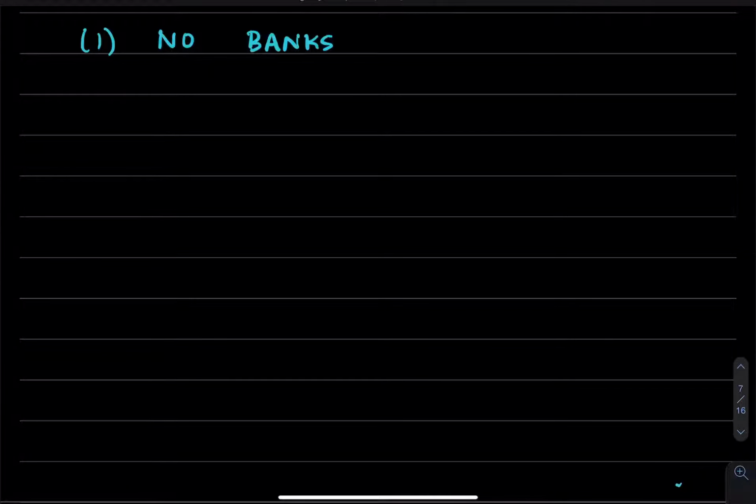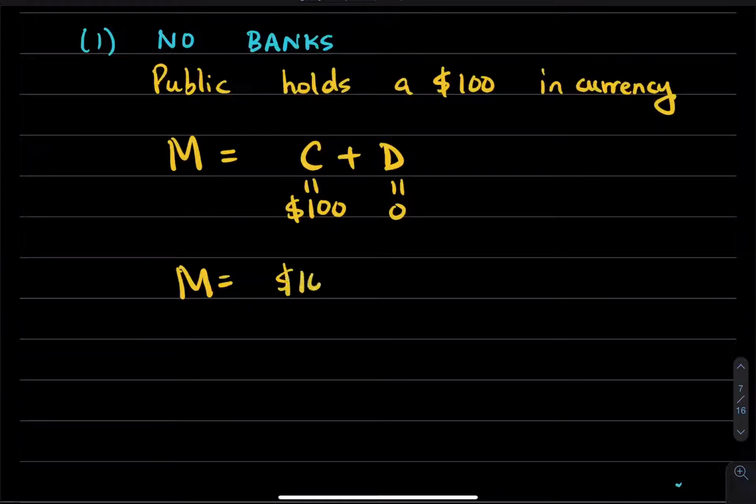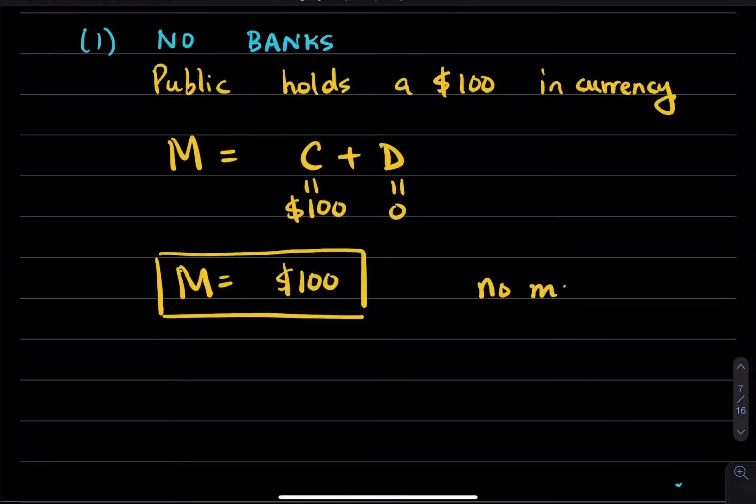So if we begin with $100, so let's say the public holds $100 in currency, this would just mean that money supply is equal to currency plus deposits, right? Nobody has made a deposit, and so deposits are equal to 0, but currency is equal to $100, right? And so the total money in the system, we started with $100 and we end up with $100. So no money was created.